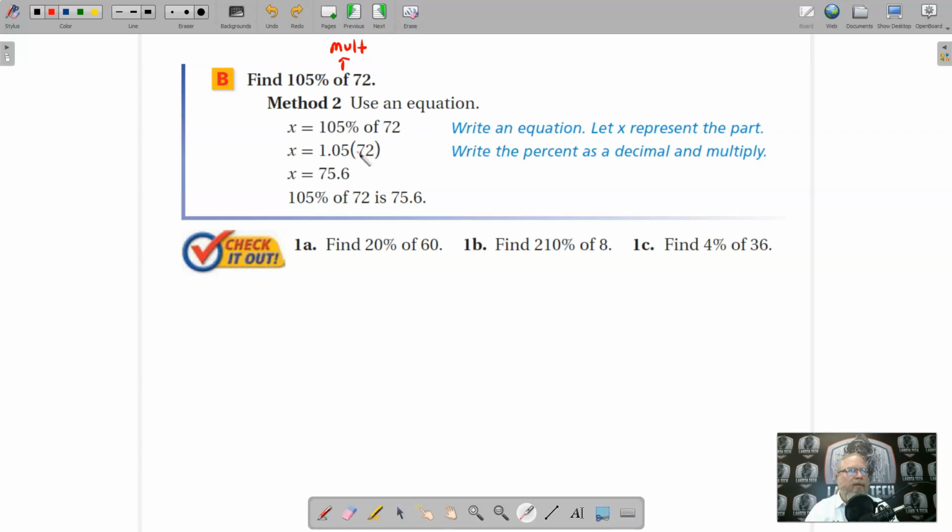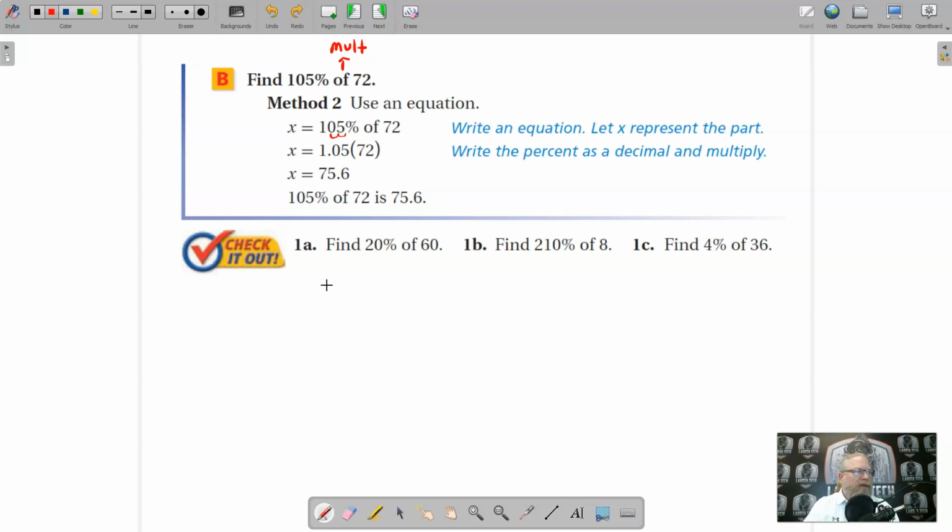We just have this number separated by this number because it's contained inside of the parentheses, so we know that we should multiply here. Now 105%, we're going to change that to a decimal, and move that decimal over 2 places, and we would get 1.05. Now if we go ahead and multiply 1.05 times 72, we're going to get 75.6 as our answer. So 105% of 72 is 75.6.